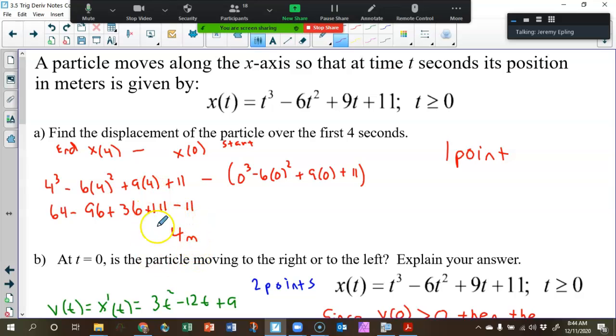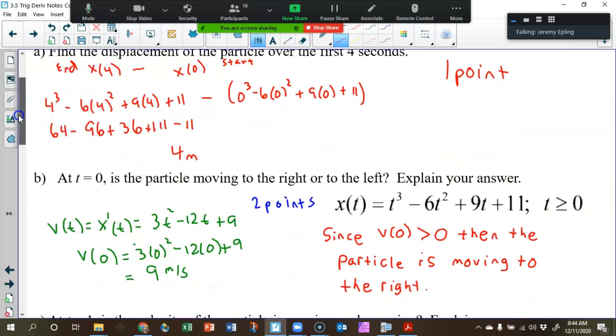Now, this is all worth 1 point. So having our work, having our answer, and including meters. Unfortunately, if you didn't include meters, you don't get that 1 point. Although you knew what you were doing, you want to make sure you're paying attention to units. So that's part A. An all or nothing.